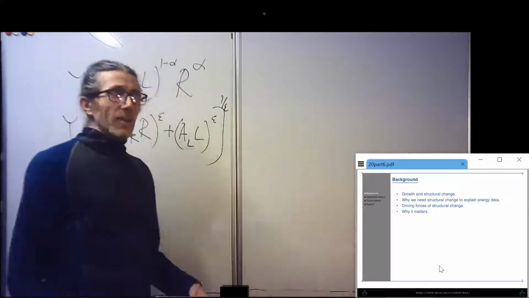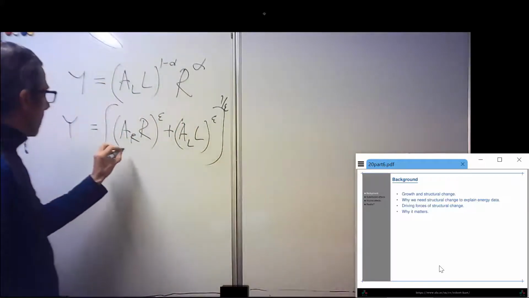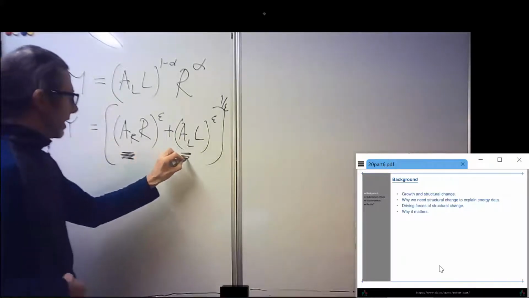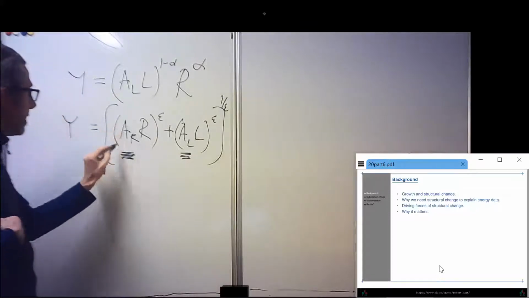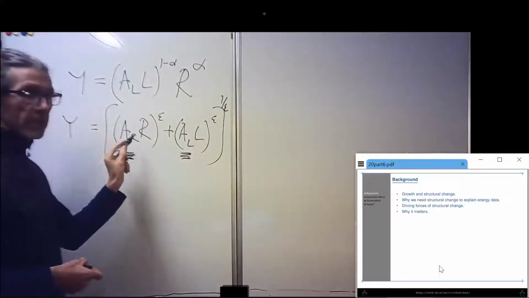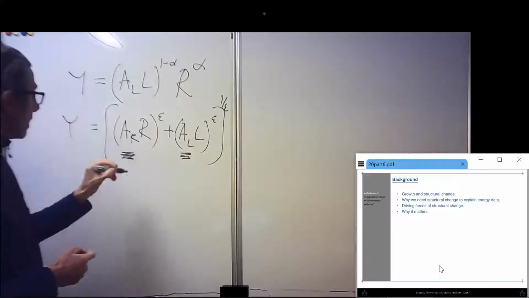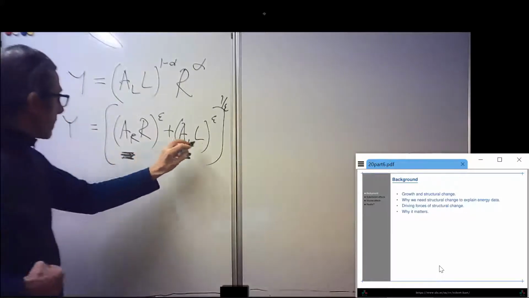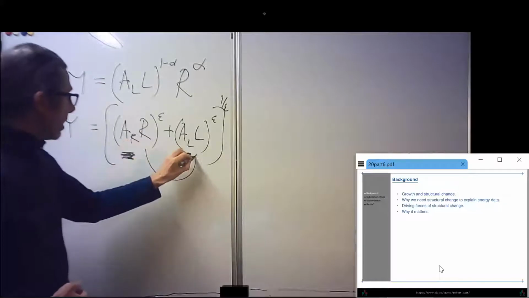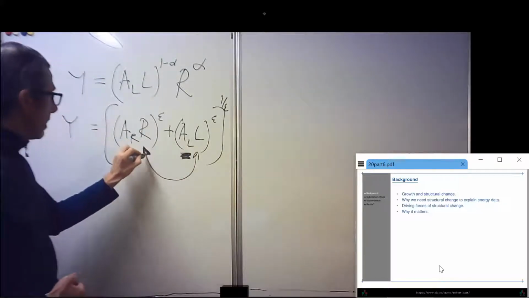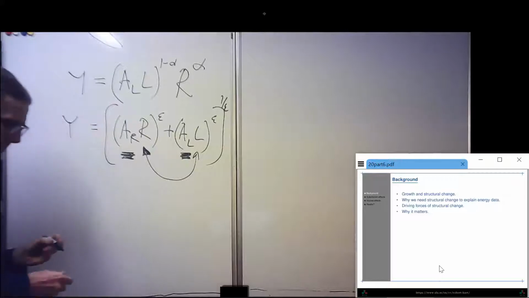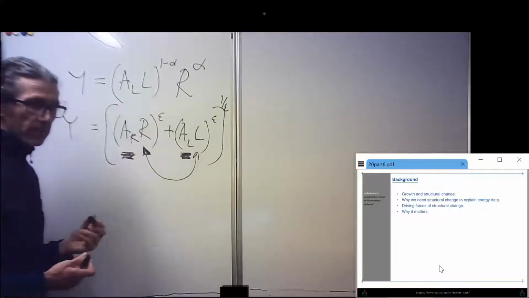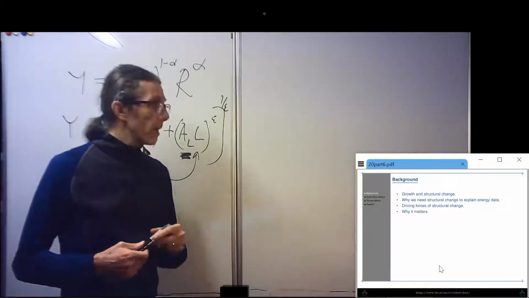But when we look at the data in more detail, we see that A_R seems to track A_L. There's no lack of increases in A_R, for instance, for energy efficiency. So if A_R tracks A_L, we would expect, based on this production function, R to track L. But R doesn't track L, R tracks Y, it grows much faster. Okay, so why might that be?